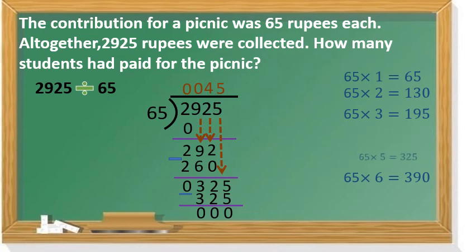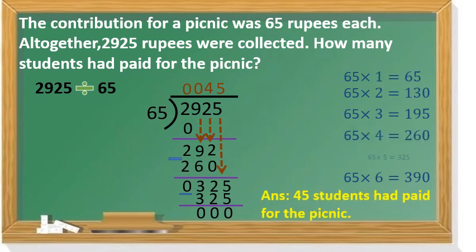Yes, students, can you tell me how many students had paid for the picnic? Yes, you are right. There are 45 students. All students of our class had paid for the picnic. Are you ready to go for the picnic? Okay, we will go to the picnic after the lockdown.